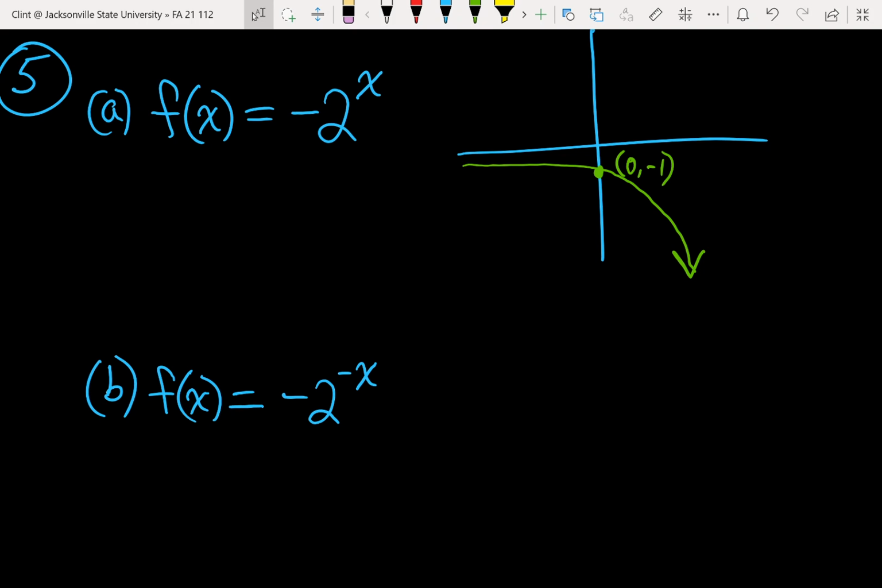So on this one, like our graph on the last one, except mirrored. Have a y-axis reflection to go through that same point. That's not my best picture. Bad drawing, but it's going to go down from right to left.